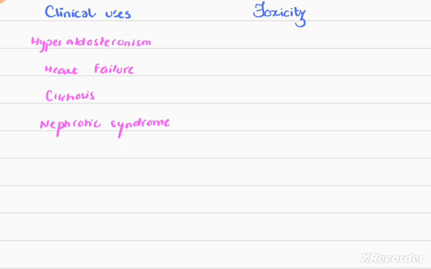The toxicity of these drugs, number one, is hyperkalemia, as they are potassium sparing diuretics, so they will increase the concentration of potassium in the body. They can cause gynecomastia and impotence. Gynecomastia in males and also impotence.